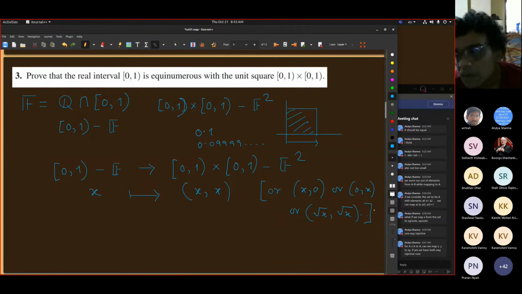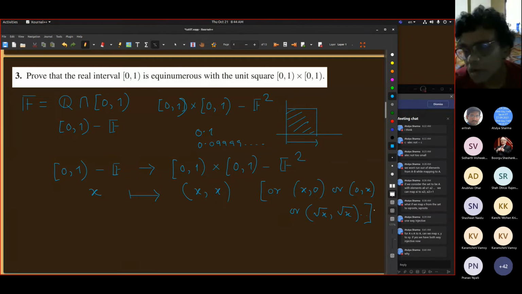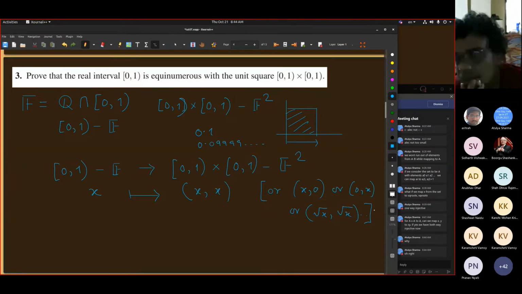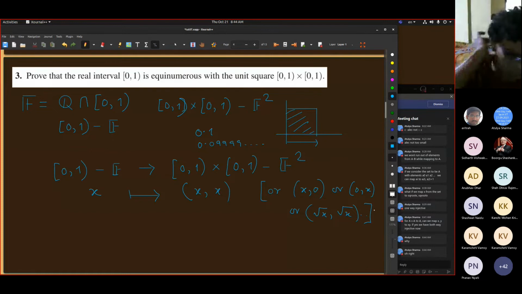Again, there is a suggestion: one-way injective from A cross A to A, we can map multiplication. No, this multiplication is not injective. For example, 0.16 is 0.4 times 0.4 and also 0.2 times 0.8. But after taking F, will it happen? That's a difficult question. No, then also it's not true. Obviously not true.